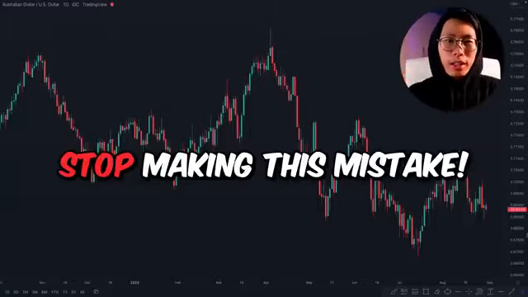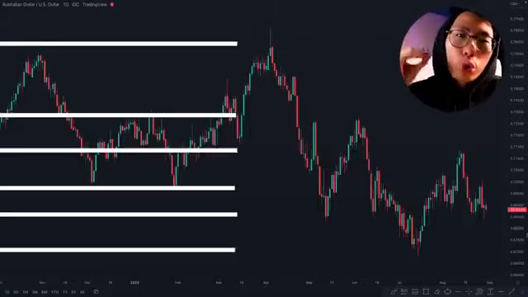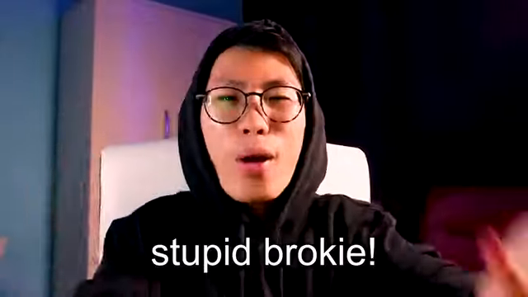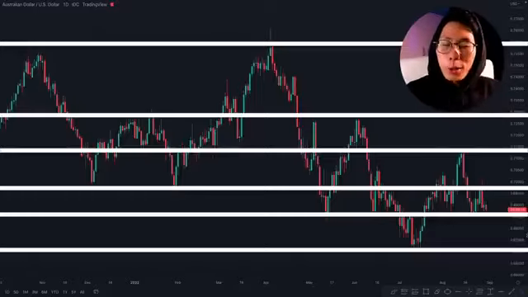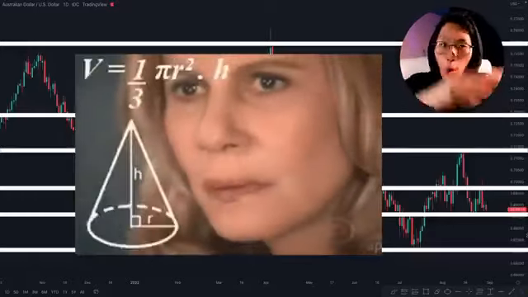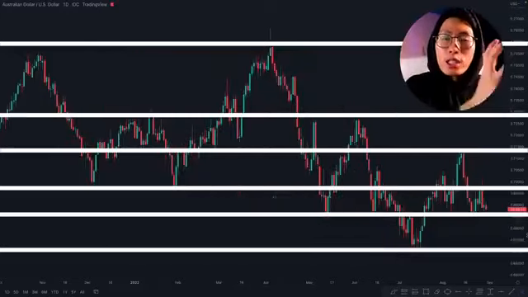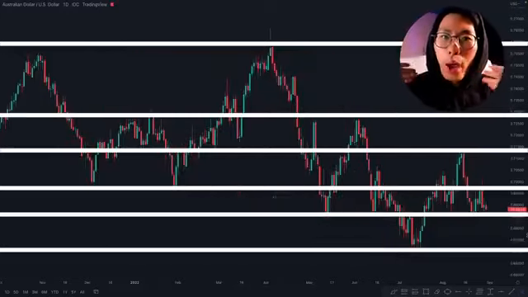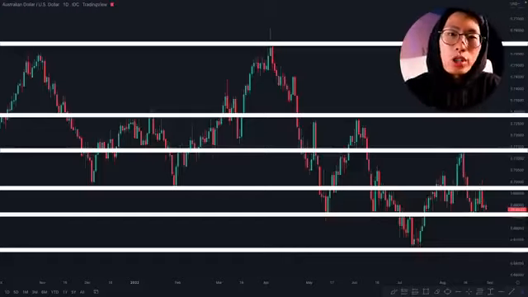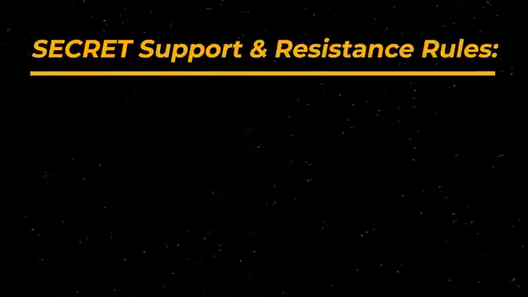A very common mistake that traders make is that they draw too many lines on their chart just like this. What the hell are you doing, bro? Stop doing this. How can you trade with like 10,000 lines on your chart? This just makes you more confused, while the whole point of drawing key levels is so that it's easier for us to analyze and less confusing. The reason why a lot of you are still making stupid mistakes like this is because you do not follow the secret rules of support and resistance.